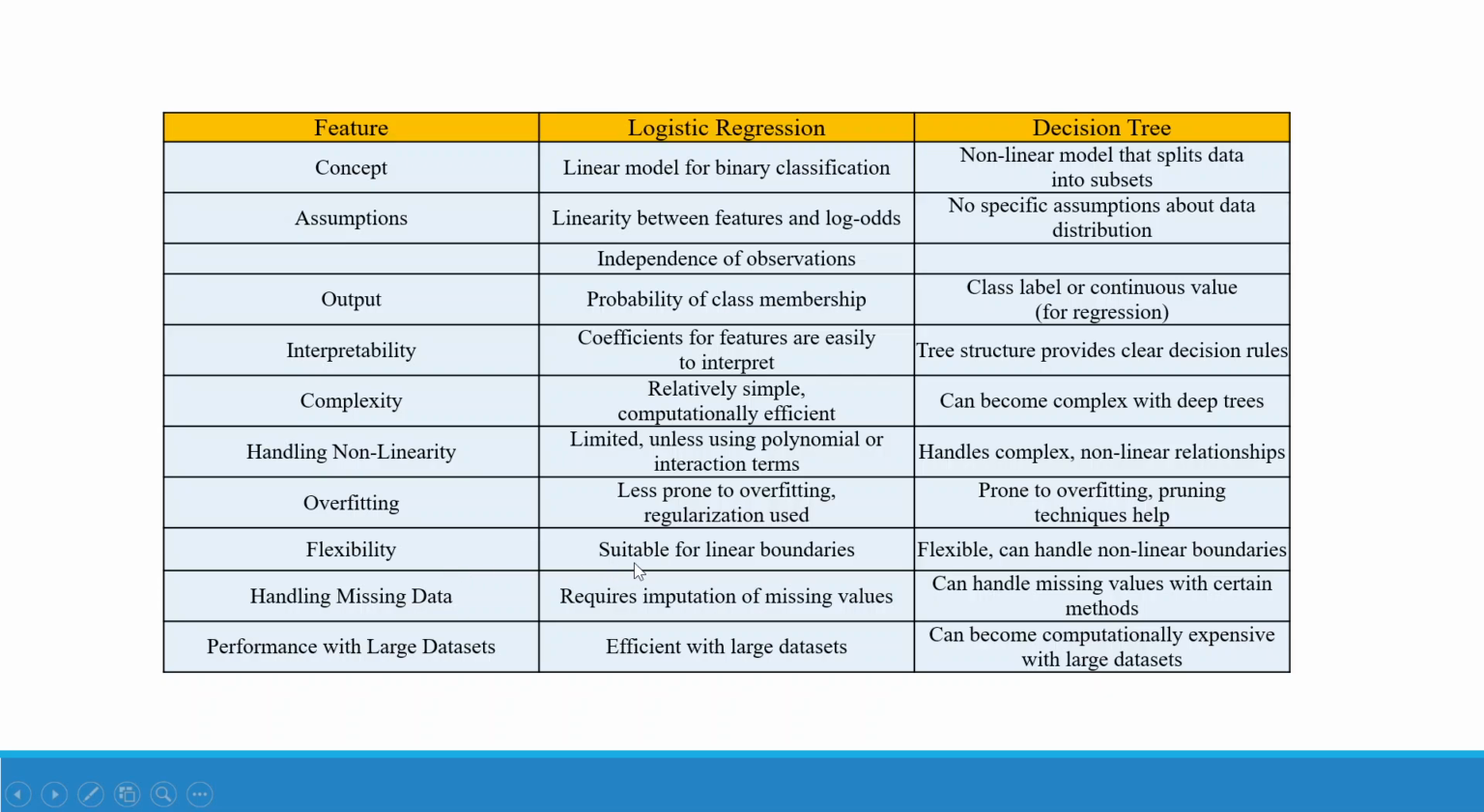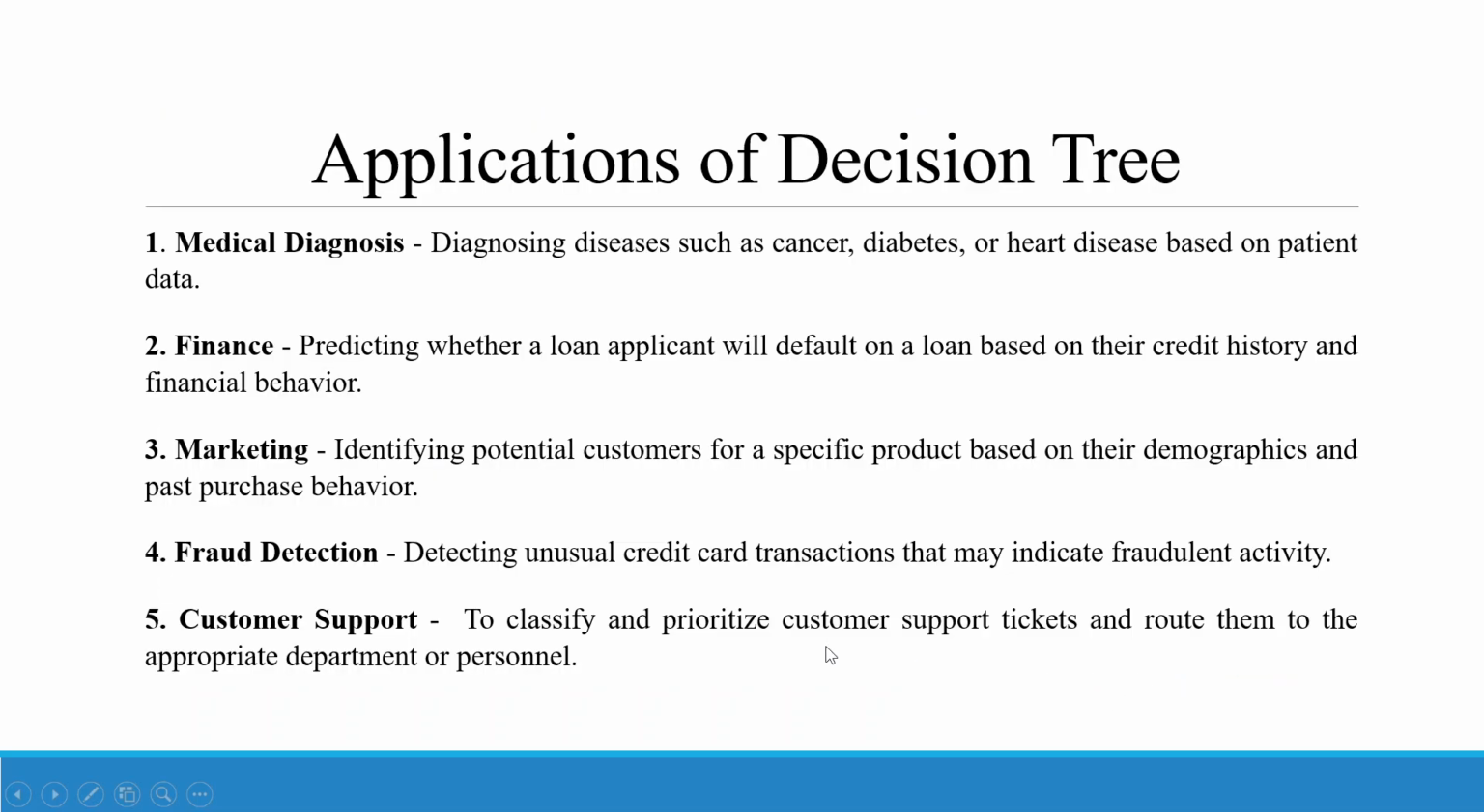Flexibility: logistic regression is suitable for linear boundaries. Decision tree is flexible, can handle non-linear boundaries. Handling missing data: logistic regression requires imputation of missing values. Decision tree can handle missing values with certain methods. Performance with large datasets: logistic regression is efficient with large datasets. Decision tree can become computationally expensive with large datasets.